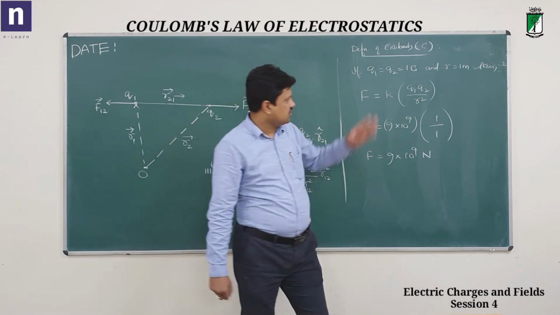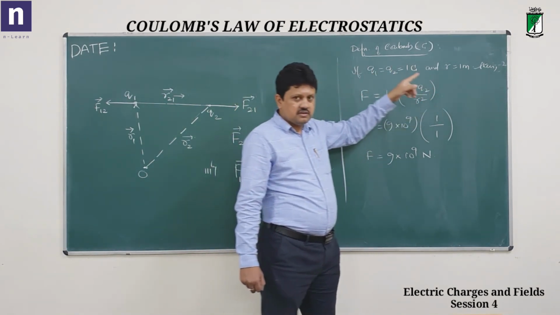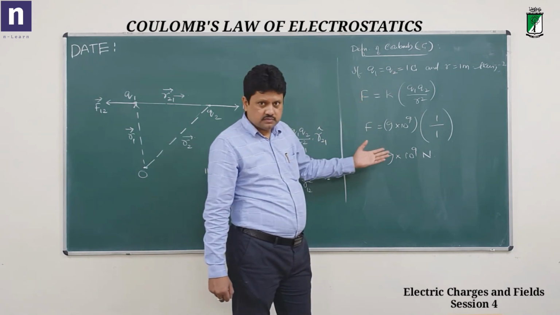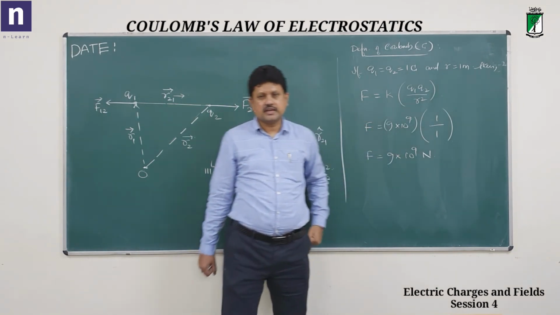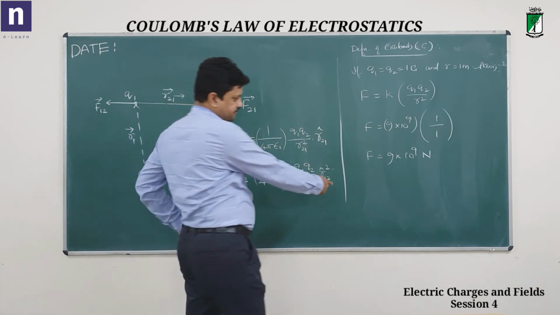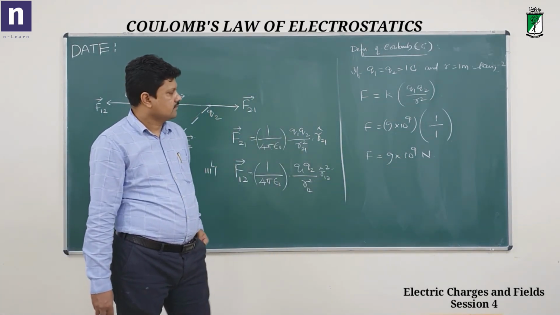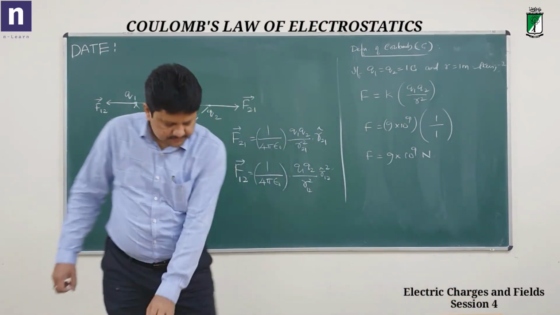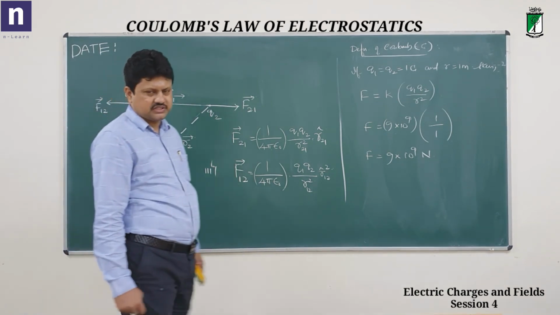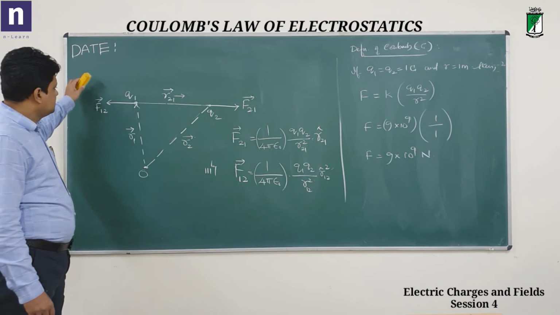Is that clear? So 1 Coulomb is that charge which, when placed at a distance of 1 meter from an identical charge in air or vacuum, experiences a force of 9 into 10 raised to 9 newtons. Simple. That is the definition of Coulomb. So that's about Coulomb's law of electrostatics. The basic statement, it's a quantitative statement about the force between two charges, two point charges especially.